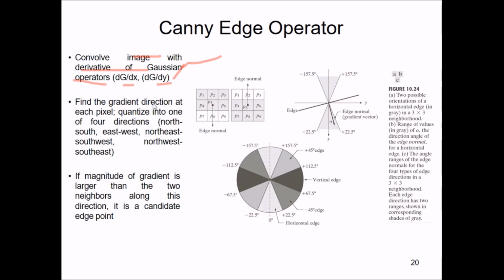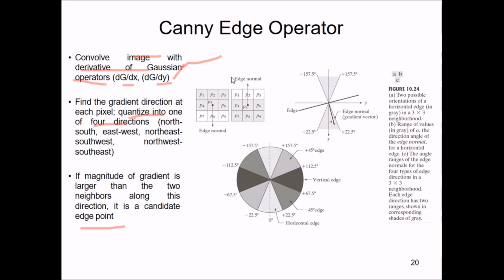So we find the gradient direction at each pixel, then quantize it into one of the four directions: north-south, east-west, northeast-southwest, and northwest-southeast. Right? All the four directions. And if the magnitude of the gradient is larger than the two neighbors along this direction, it is a candidate edge point. This is what Canny Edge Operator shows.